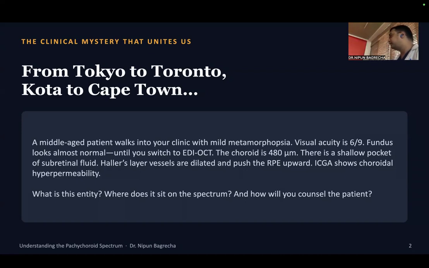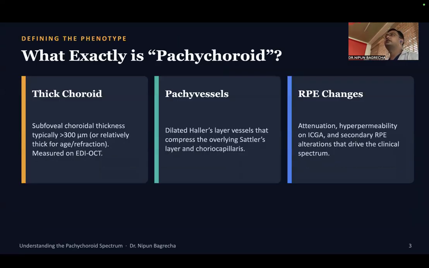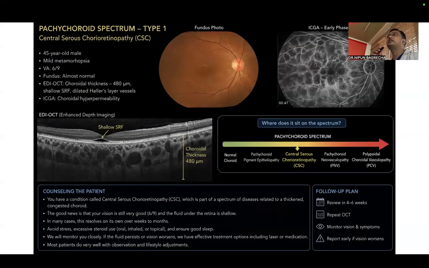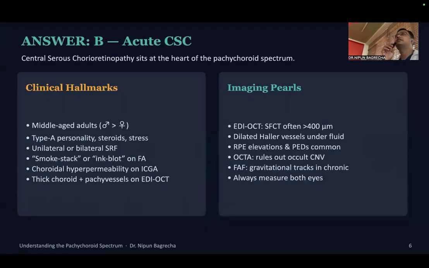Yes. Pachychoroid, but it's mostly a CSR because the fluid is already there. So it is a CSCR. Yeah, the answer is CSCR. So the answer is the CSCR.